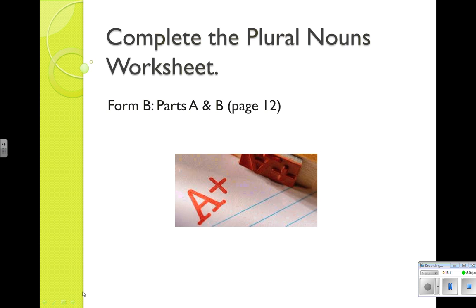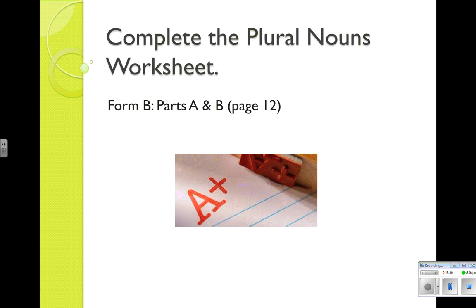This was pretty easy, right? Good. Now it's time for you to get an A++ and show me what you know. So if you flip your worksheet over, you are now going to complete the back on your own. For part A, it's very simple. You just transform each one of those singular nouns into a plural.